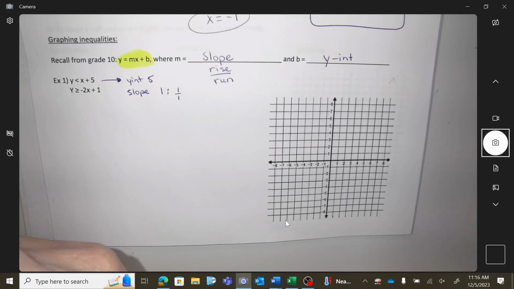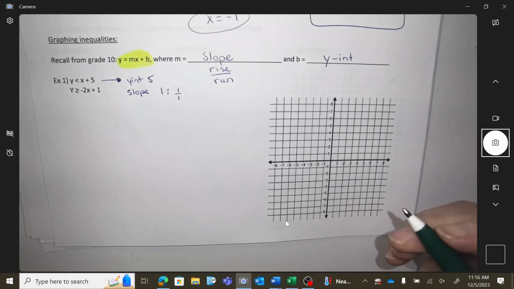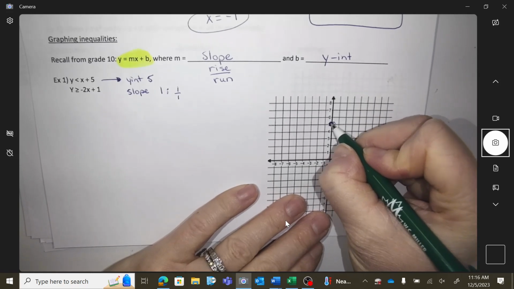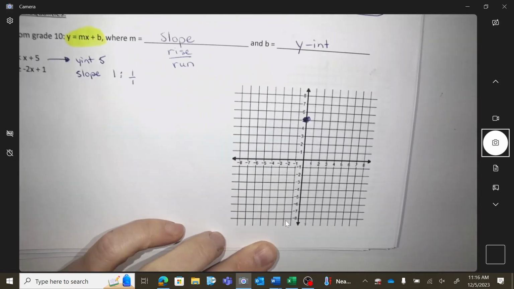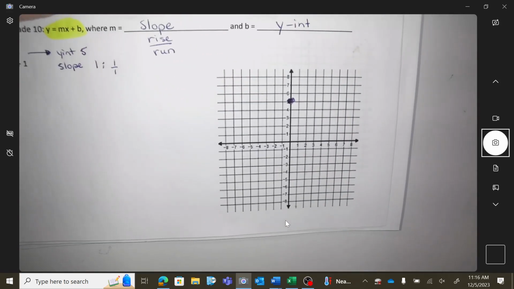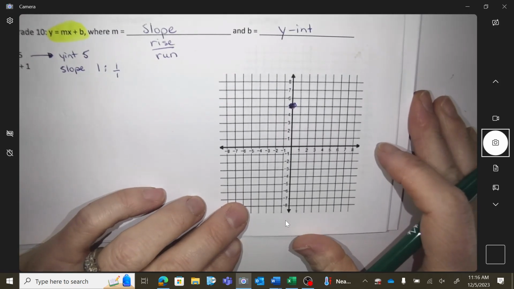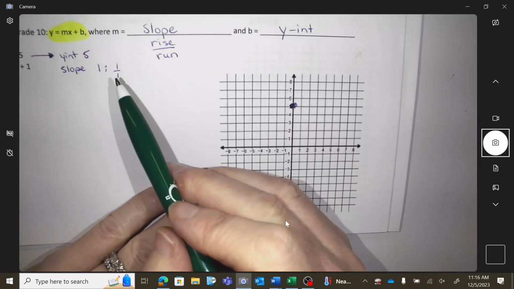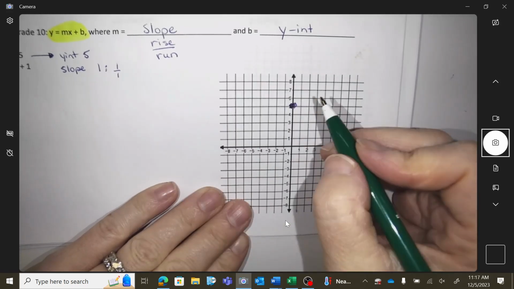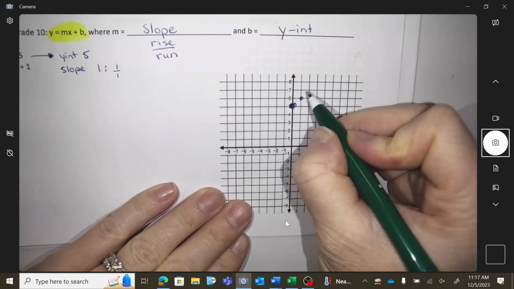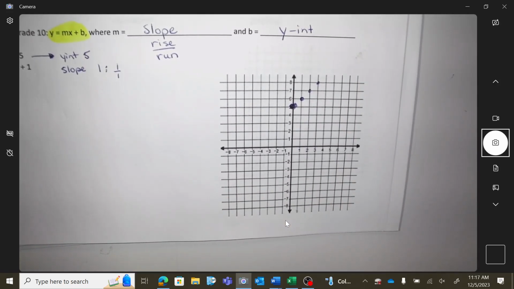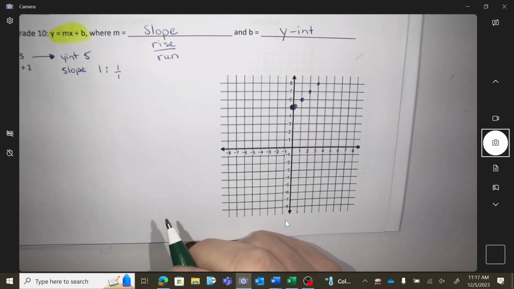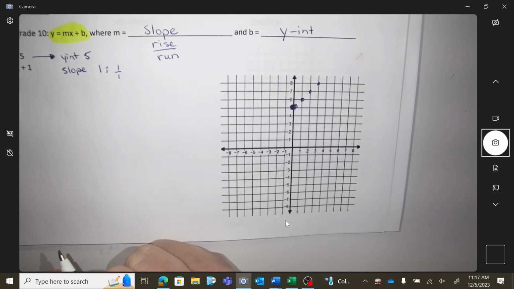Okay, so here's what I need. And when we do this, I don't want you to draw your line. Don't jump ahead. I need you to put a point 0, 5, which is a y-intercept. I need you to go rise 1, run 1. I need you to go up 1, right 1. You can do that a few times. It'll make a staircase, right? Don't draw your line. Don't get ahead. Okay, so that's all grade 10 stuff, how to draw lines.